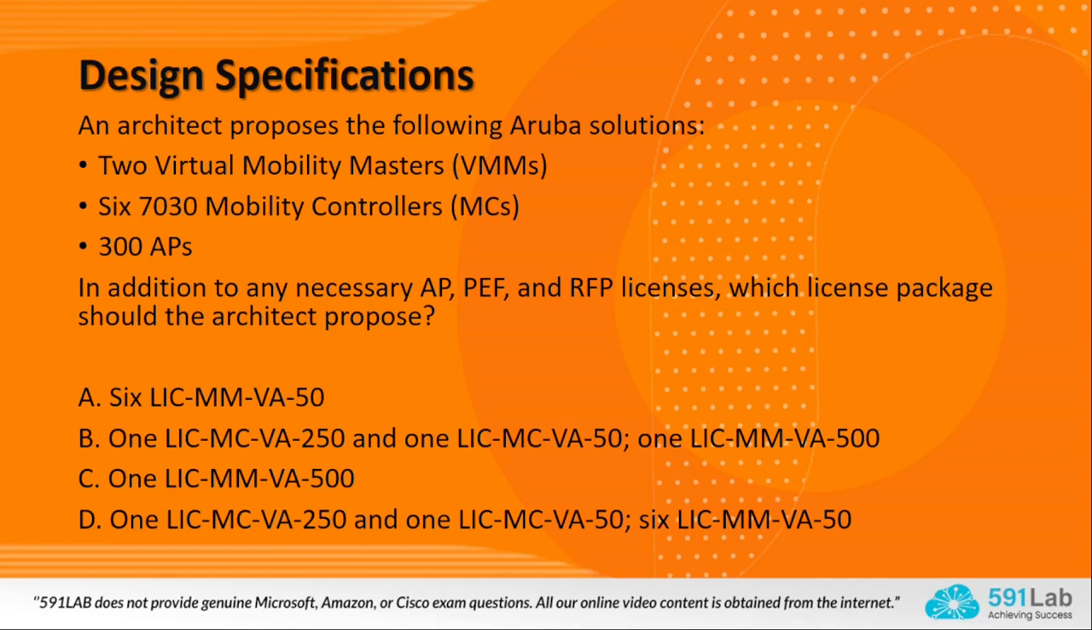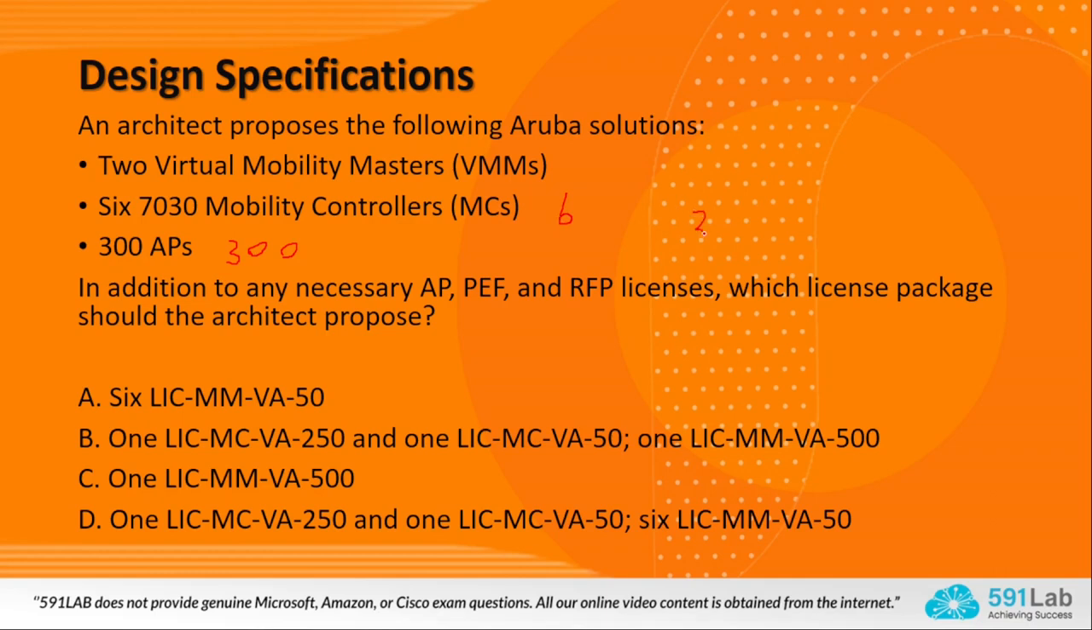Okay, now we need to understand the license management in a Mobility Master based architecture. Here the Mobility Masters are used and they need to have licenses for managed devices. Managed devices include the 300 access points, so these are managed devices. And the 6 7030 mobility controllers are also managed devices.